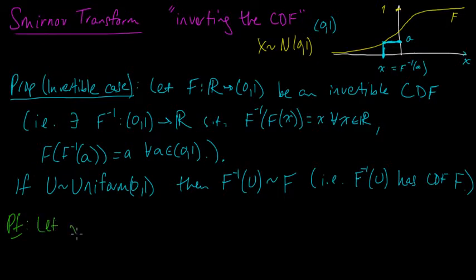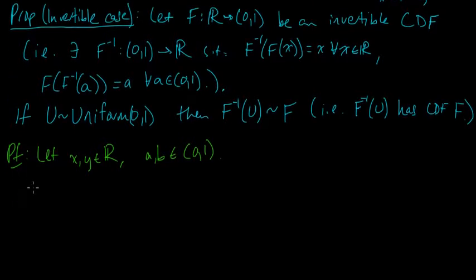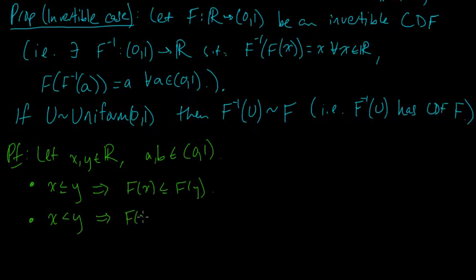Okay, so here's the proof. We're going to go step by step here. So let's say x and y are real numbers, and a and b are in this interval from 0 to 1. So the first thing, we'll have some simple observations here. If x is less or equal to y, then F of x is less or equal to F of y. And that's just because F is a CDF, and so it's non-decreasing. So that's simple. Next, if x is strictly less than y, then F of x is also strictly less than F of y.